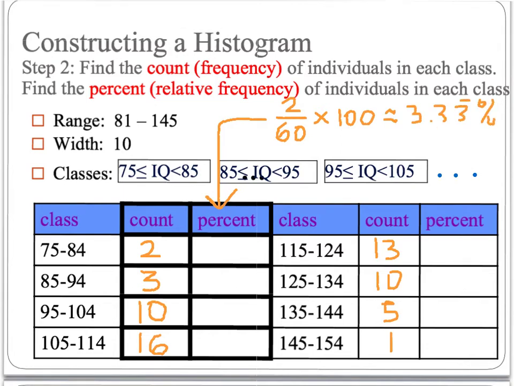And I'm going to round each percent to the nearest percent. So I would do this one as 3%. The next one I do that same process, I get 5%. This one's 17%, 27%, 22, 17 again, 8, and 2. And when I add up all the percents, I should get close to 100%.